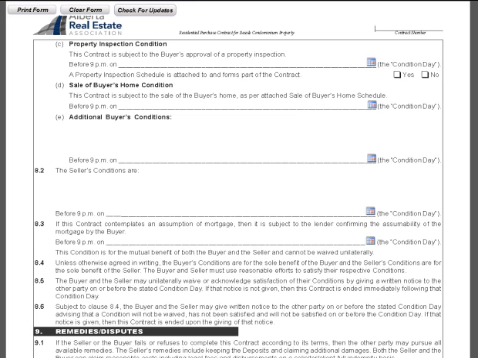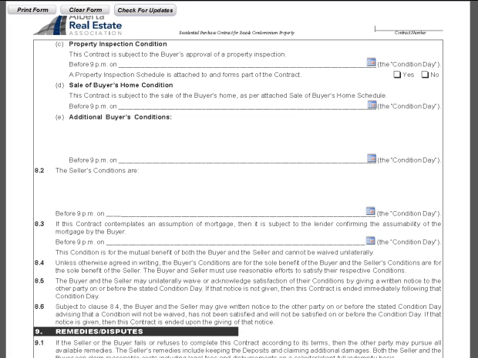Now 8.6 relates to these as well. In this case, it says the buyer and seller may give written notice to the other party on or before the condition day, advising that a condition will not be waived, has not been satisfied, or will not be satisfied. And if that notice is given, then the contract is ended. Now that kind of is if you're doing it ahead of the contract date.